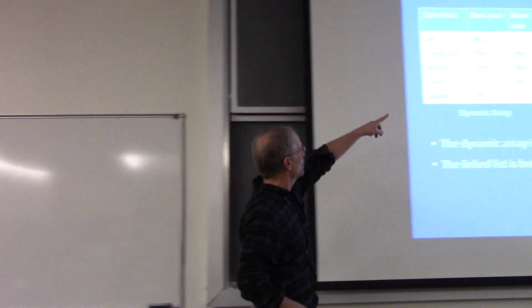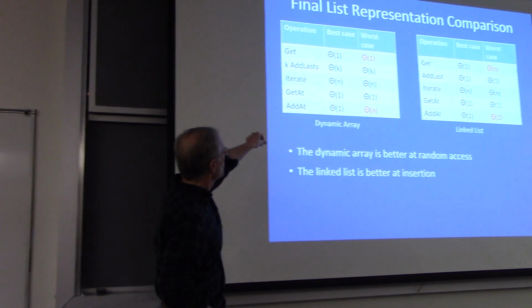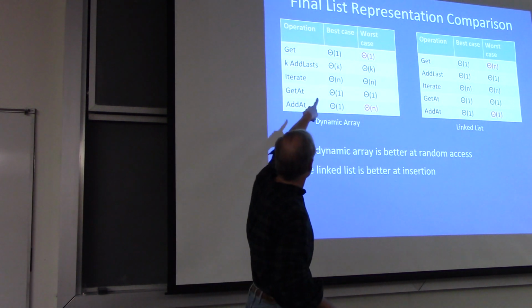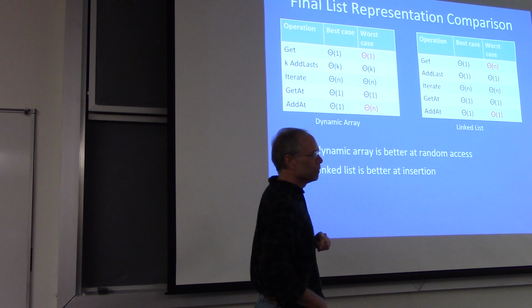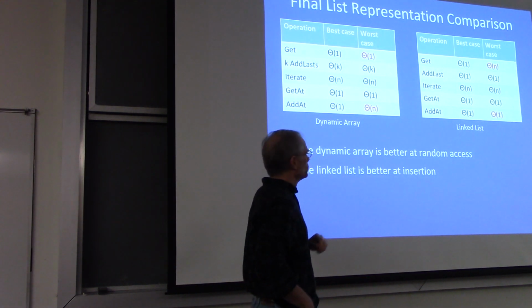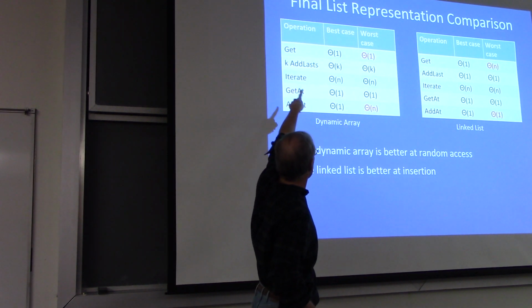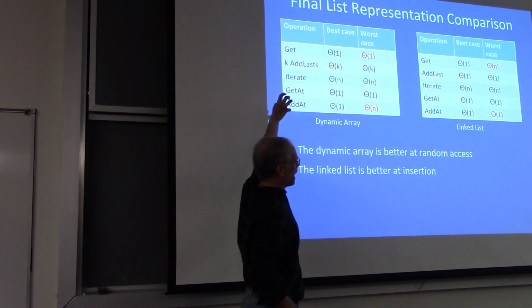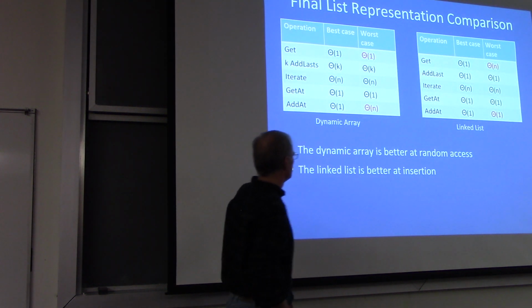So I've replaced, let's see, up there, k add last are going to take theta of k time. So the tables aren't the same now. This says k add last, that says add last. But if I said add last average, it would be theta 1.